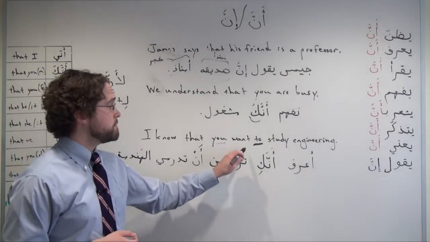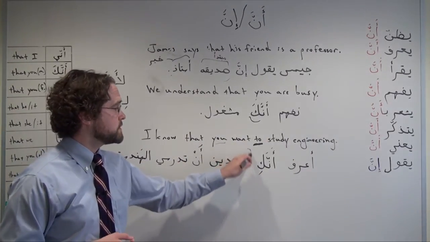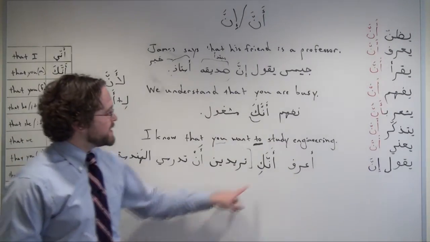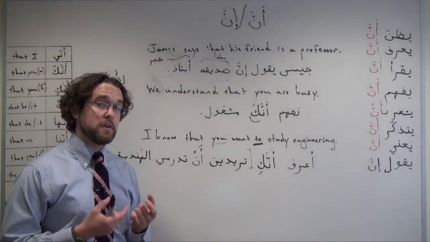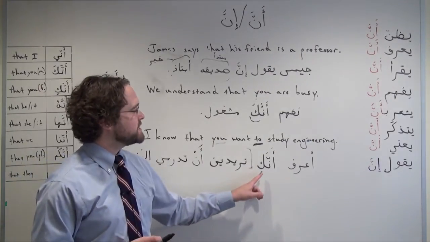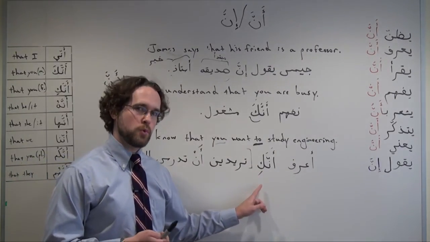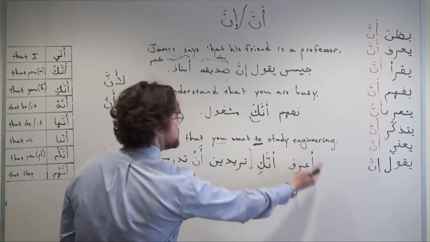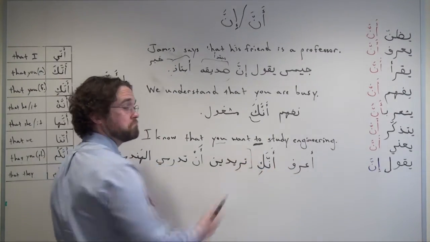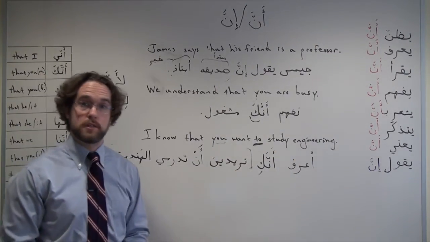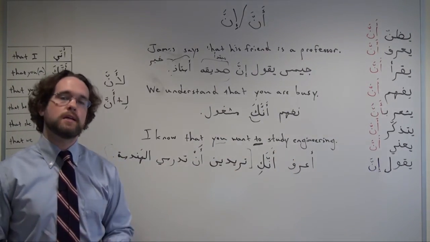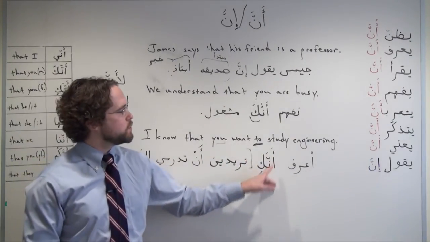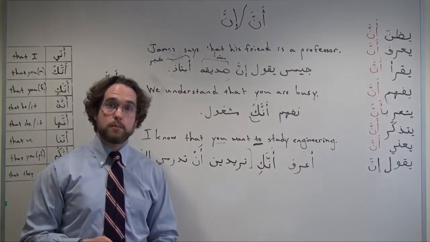So here we have really a complete sentence. And because we need, again, to have a nominal sentence after anna, we need to include that pronoun. We need to lead with the pronoun or the noun after anna. We could skip all of this and have a perfectly good jumla fa'liya, a verbal sentence, right? You want to study engineering. But within the larger context of the sentence, we need to include anna and that pronoun.